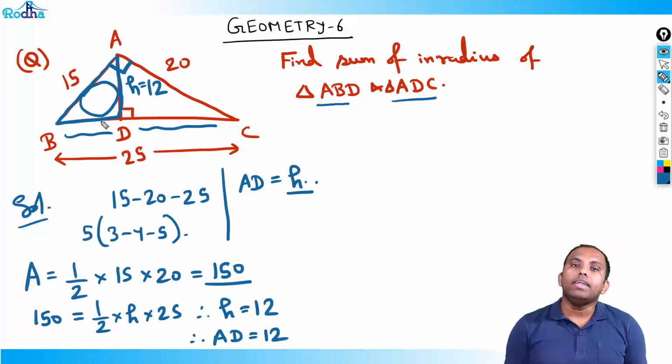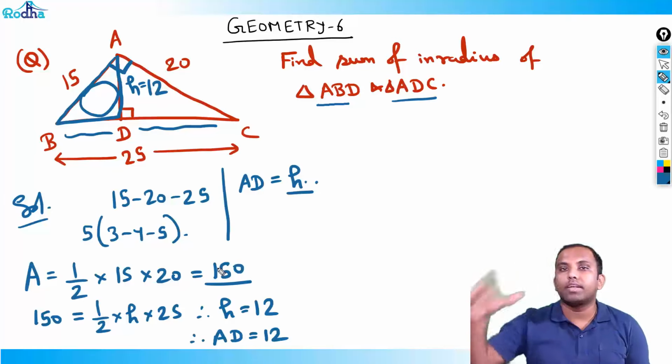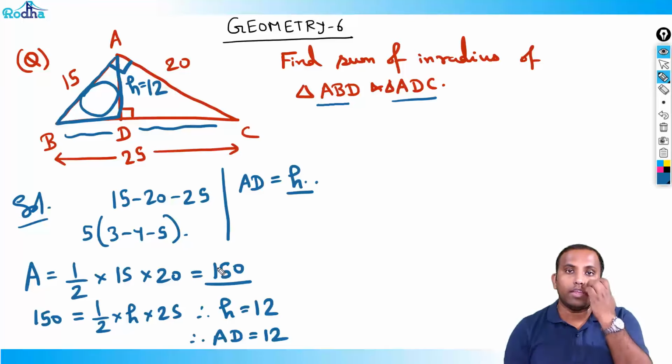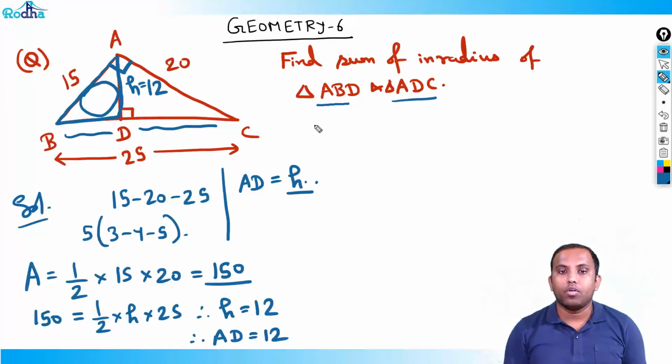In any triangle, this is a good concept actually: if all three sides are known, then you can get the area of the triangle, and then you can also get the height of the triangle. Fine. So AD equal to 12 I got here.